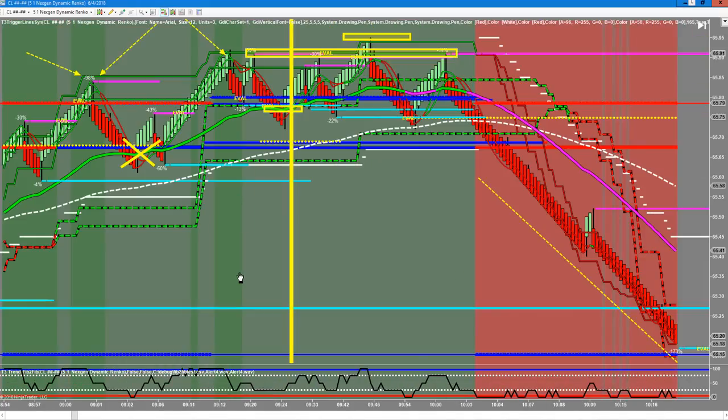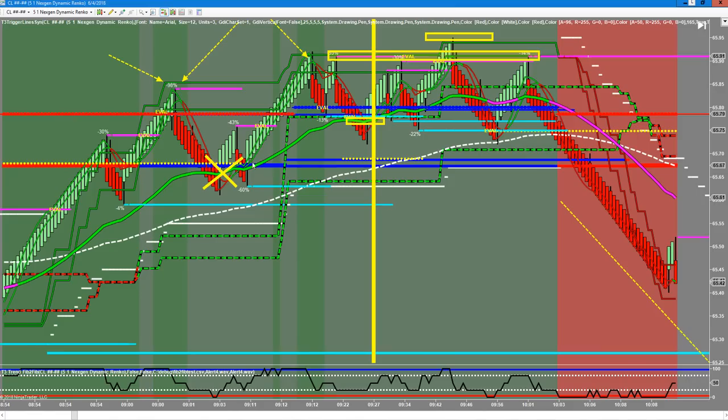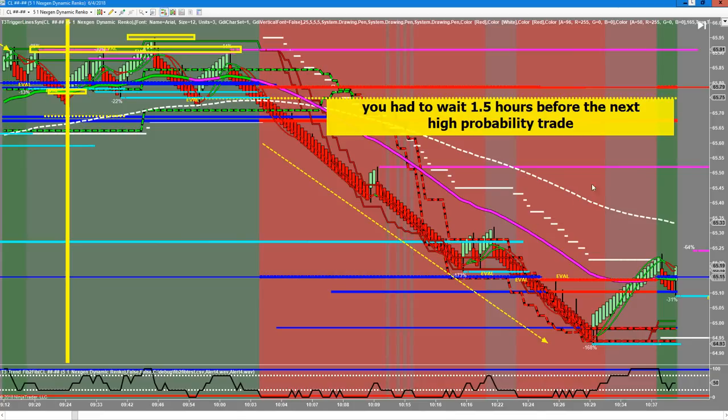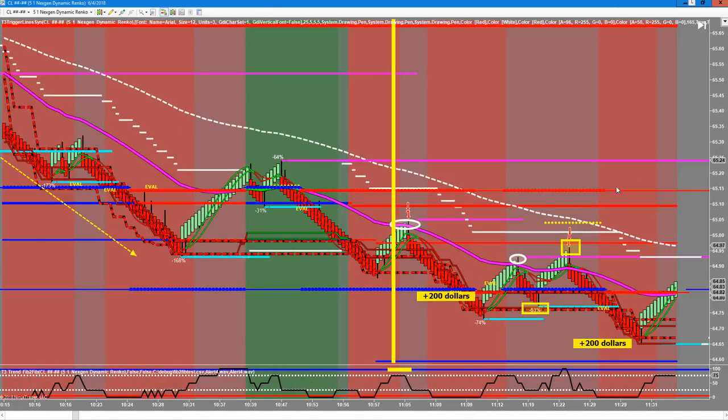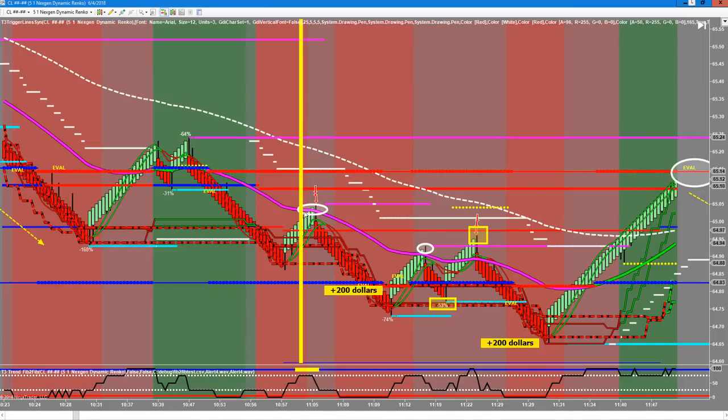So not long after the red fibs hold, after the red fibs break, we can take a long trade. Then we had to wait an hour and a half until all of our rules came together again. And then eventually we had all of our triggers and our fibs and our mid band and nothing in the way, and we made more money.